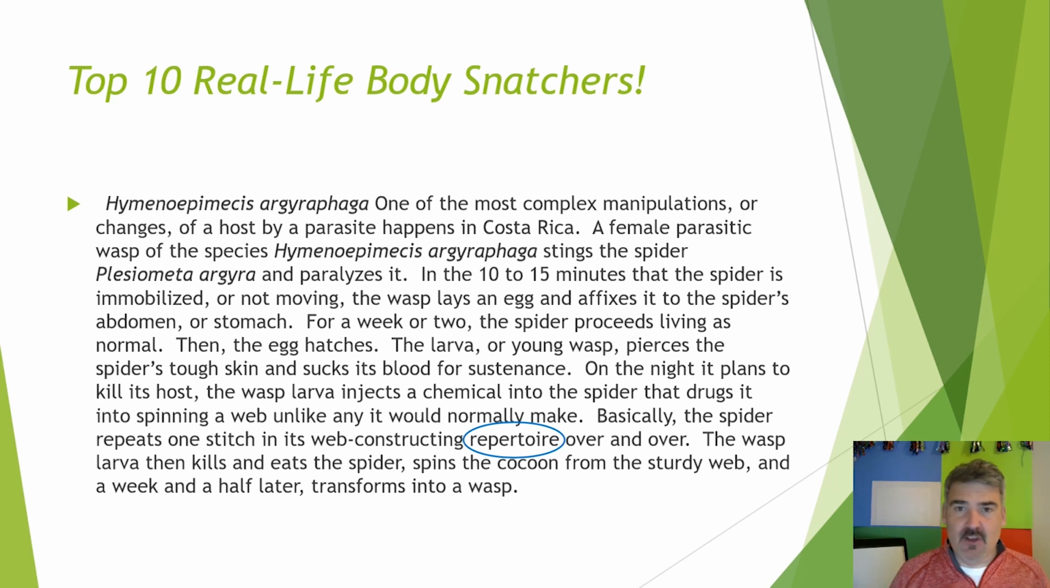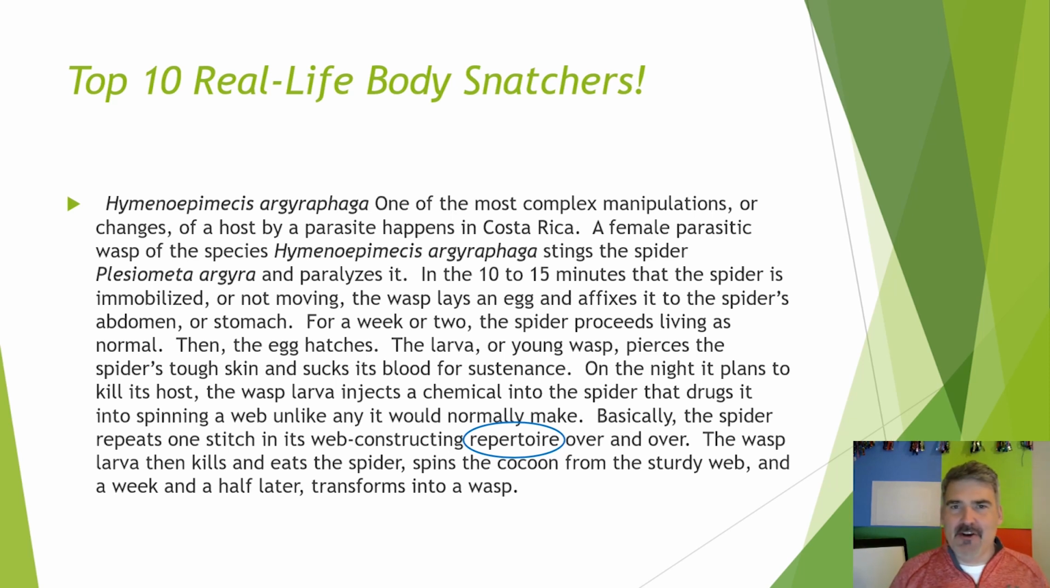If you play a musical instrument, for example, your repertoire might be all the different songs that you can play. If you like to cook, your repertoire might be the different dishes you can make. If you play a sport, your repertoire might be all the different plays that you're really good at and you like to do. For the spider, its repertoire is different types of webs it can make.